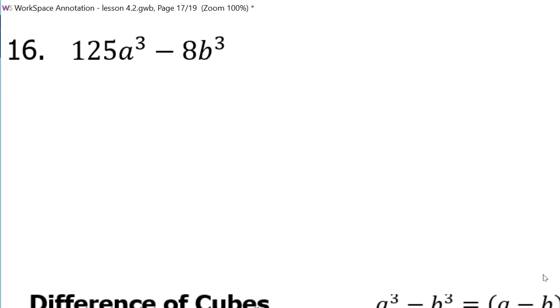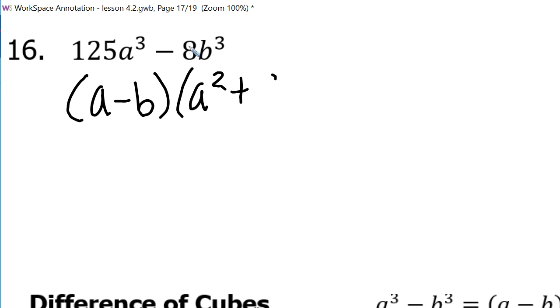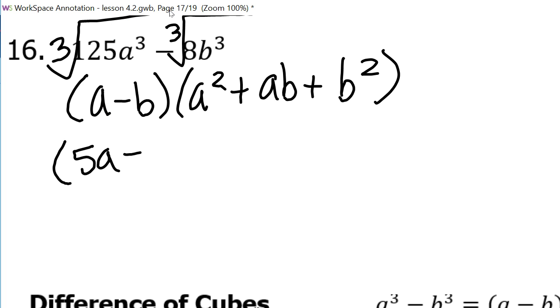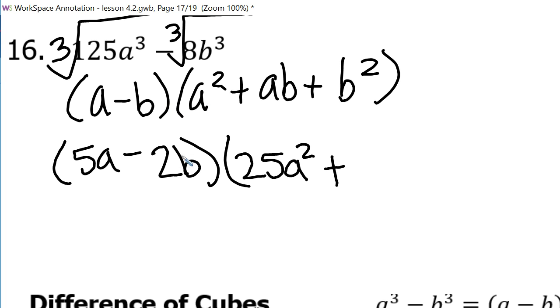Number 16, is this a sum of cubes or a difference of cubes? Difference of cubes. So the formula is A minus B, A squared plus AB plus B squared. What is the cube root of 125A cubed? 5A. Then the minus sign. And what is the cube root of 8B cubed? 2B. Square the 5A. What is 5A times 5A? 25A squared. And then a plus sign.